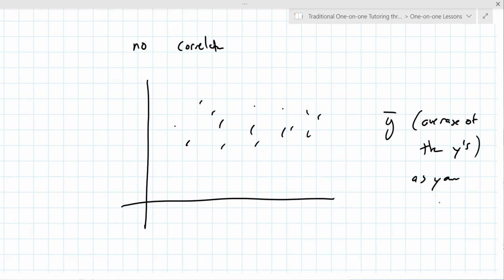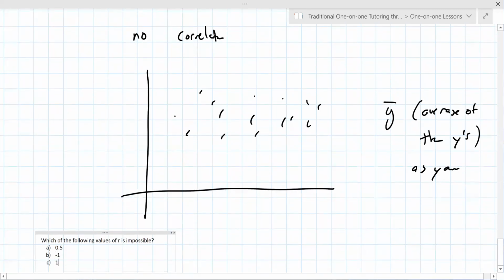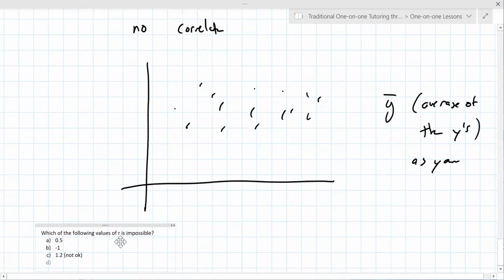Back. So another type of question you might see is something like, which of the following values of R is impossible? It could be something like A is 0.5, that's fine. -1, that's fine. 1.2, that's not okay. And then whatever else, like a value of 0. It's because R has to go from -1 to 1.